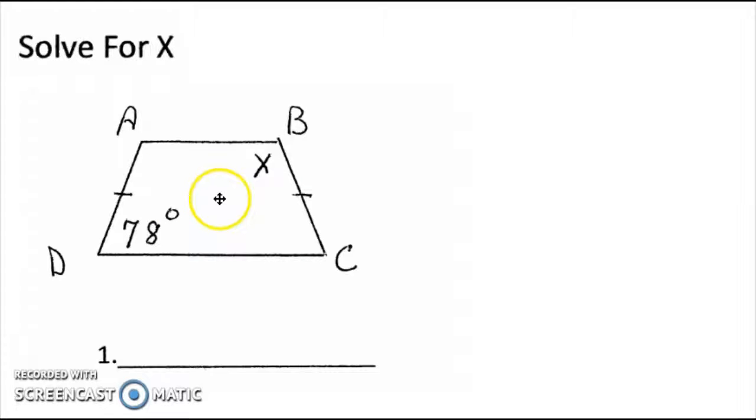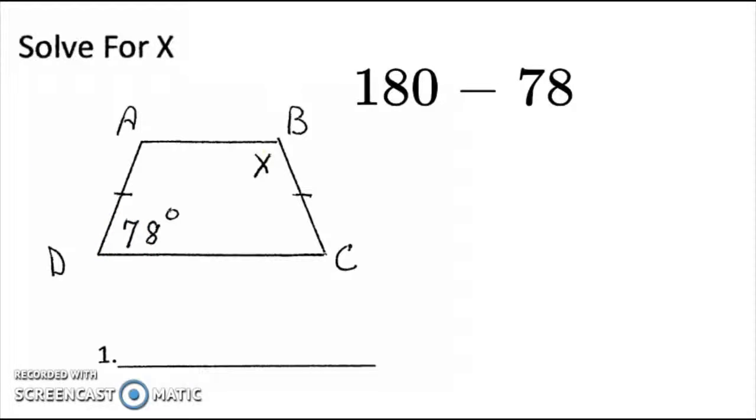Okay, for this one, we have an isosceles trapezoid. So what we need to do is subtract this angle from 180, because these two angles add up to 180. So 180 minus 78 is just going to give me 102. So my answer is going to be 102. Let's look at the next one.